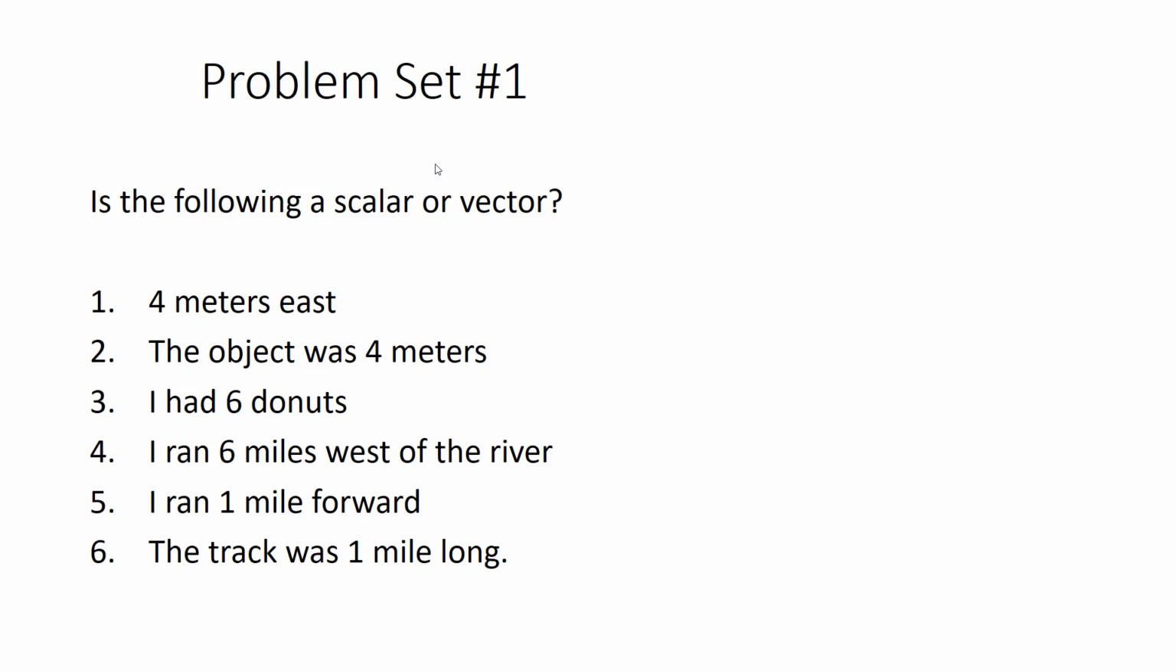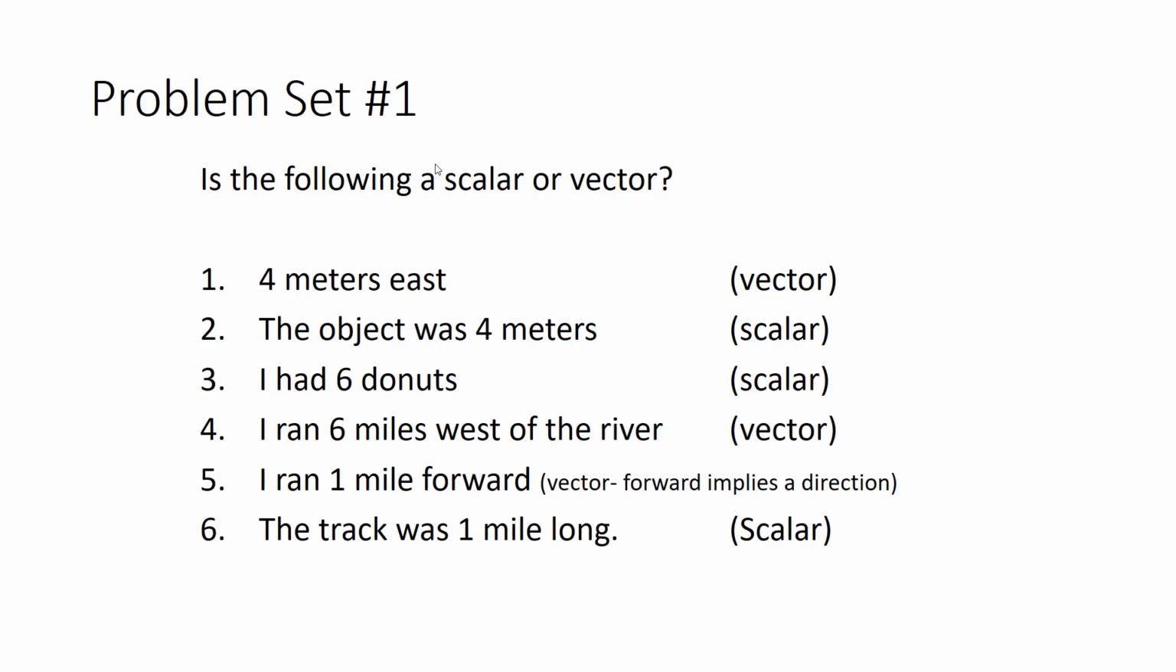4 meters east, it has a direction, it has a magnitude, 4 meters, it's going to be a vector. The object was 4 meters, it's just saying how big the object was. It doesn't tell you a direction, so that's going to be a scalar. I had 6 donuts, that's also going to be a scalar. I ran 6 miles west of the river. I was running to the west. I was physically running to the west. That's a vector. I know the direction, I know the magnitude.